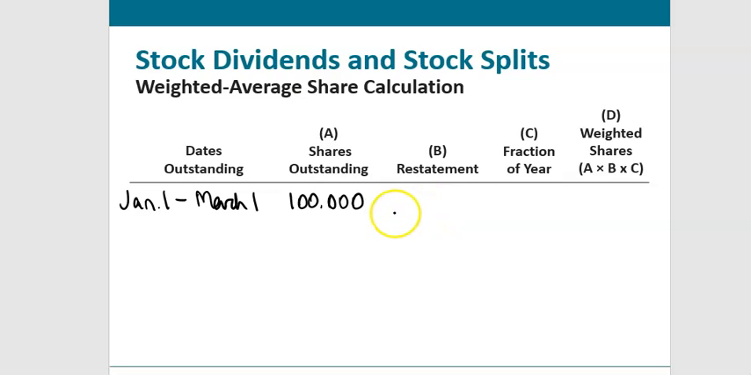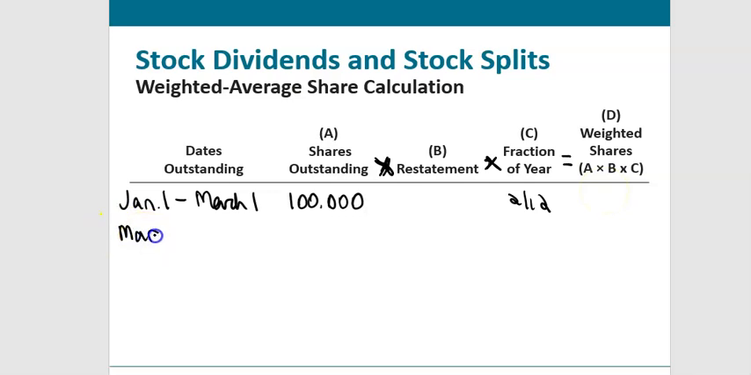Hold off on the restatement because on March 1st, we still don't know anything about the restatement. And let's just work in the fraction of the year, January and February. So this is 2 out of 12 months. And we're not going to multiply anything yet at this point. We'll prepare the schedule at year end, at which point we'll know whether or not we need to go back and restate. So let's leave the restatement field and the calculation for weighted shares blank for now.